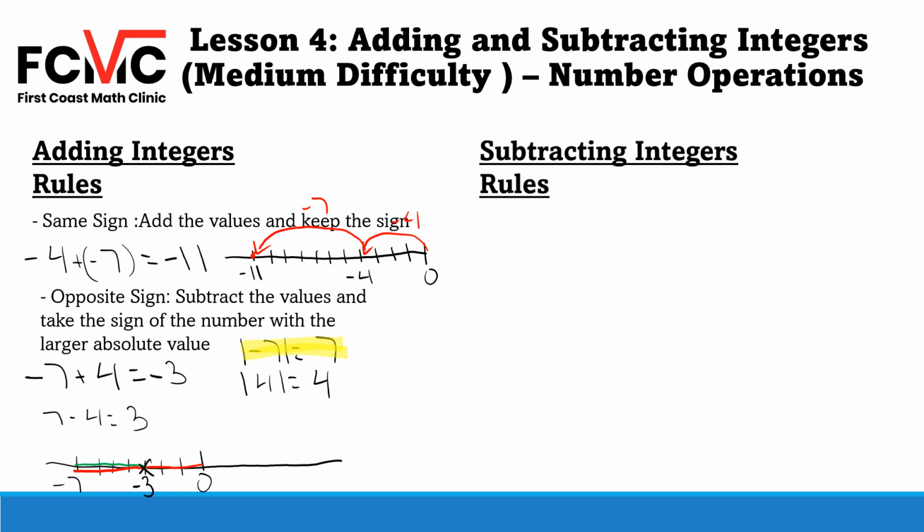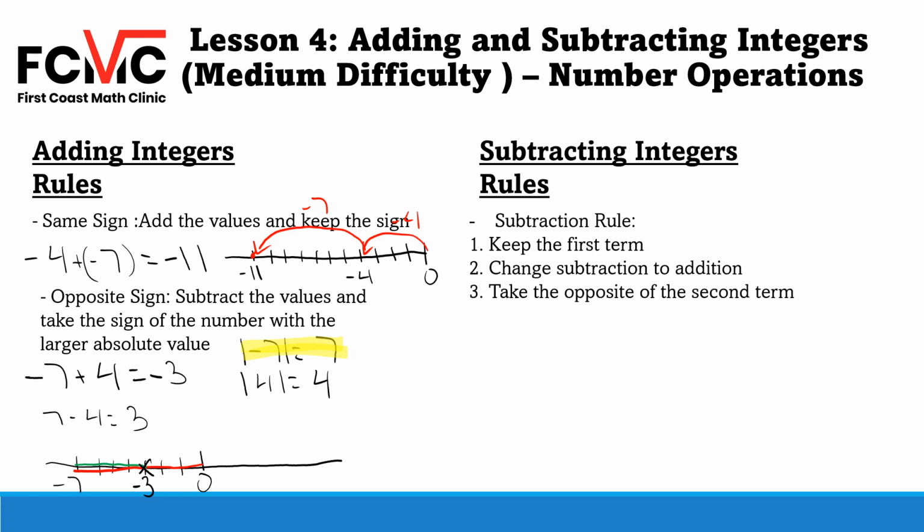Now let's compare that to our subtracting rules. For subtracting integers, we're going to use our subtraction rule: keep the first term, change subtraction to addition, and take the opposite of the second term. So let's say we've got -3 minus -9. Keep the first term, so that -3 is going to stay as it is. Change subtraction to addition, so plus, and then take the opposite of the second term, so -9 is going to become +9. Now we've got an addition problem, and we can use our rule for opposite signs.